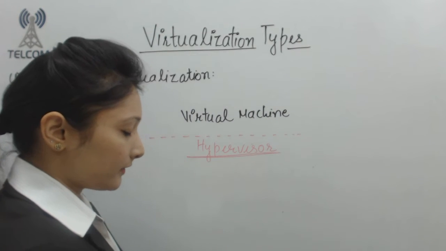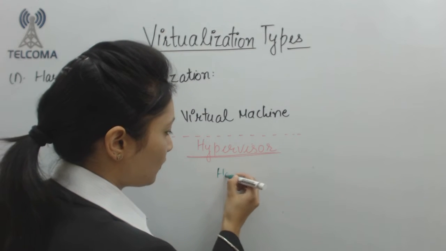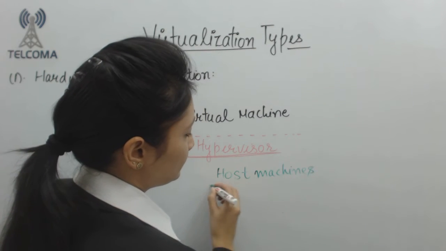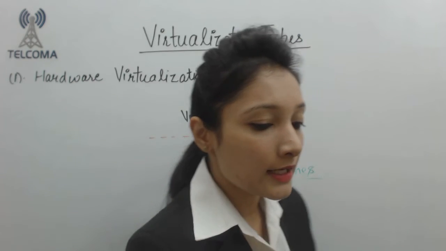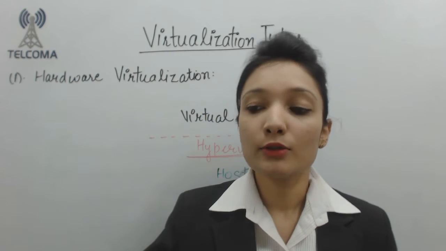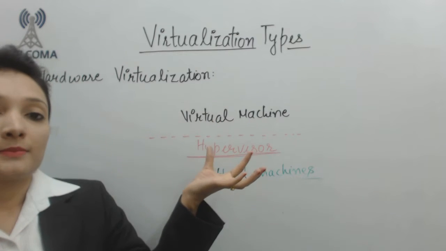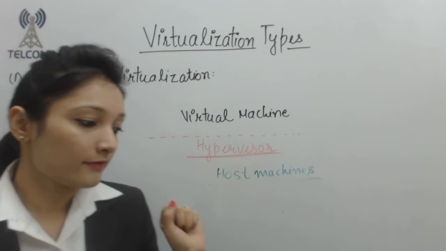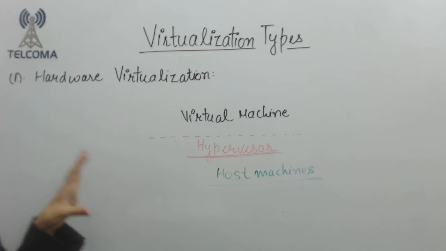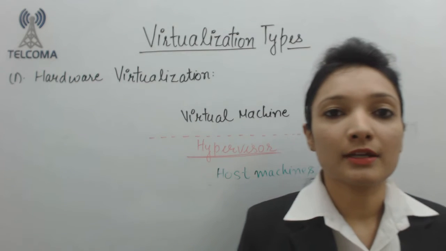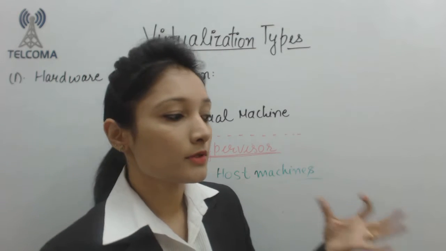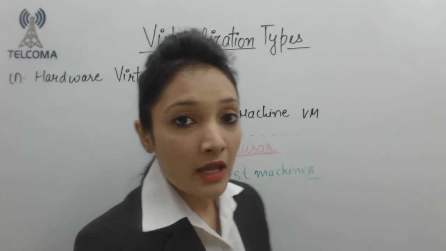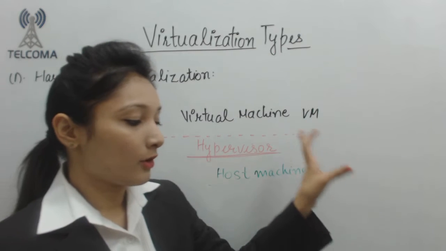Now you have the host machines. The machine on which your virtualization takes place is your host machine, and the virtual machines are your guest machines, which are running on your host system. Hardware virtualization refers to the creation of these virtual machines. These virtual machines act like different computer systems. Each virtual machine can use a different operating system and different applications, and each of them is completely isolated from the others.